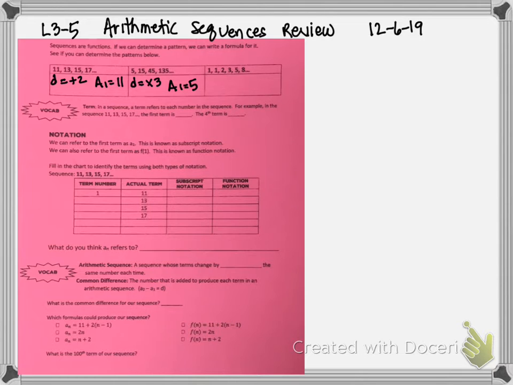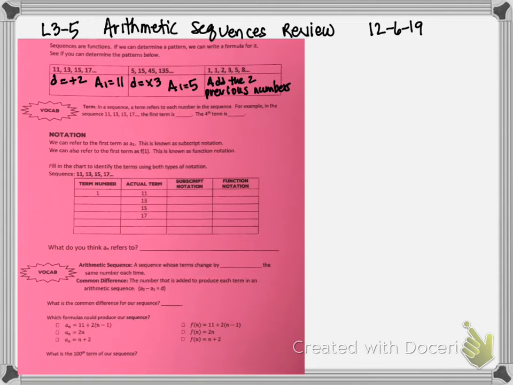I'm trying to think of what they said. You add the two previous numbers. So if I add 0 and 1, I get 1. If I add 1 and 1, I get 2. If I add 1 and 2, I get 3. If I add 2 and 3, I get 5. If I add 3 and 5, I get 8, and so on. So it's kind of a weird pattern. It's a pattern, but it's definitely not arithmetic.